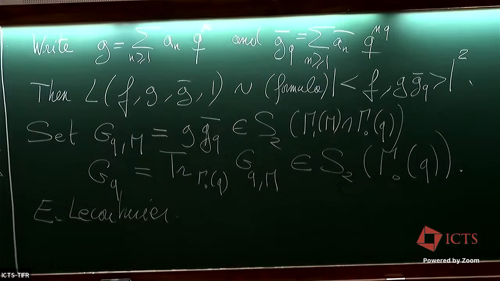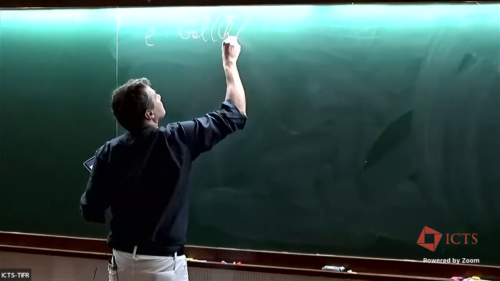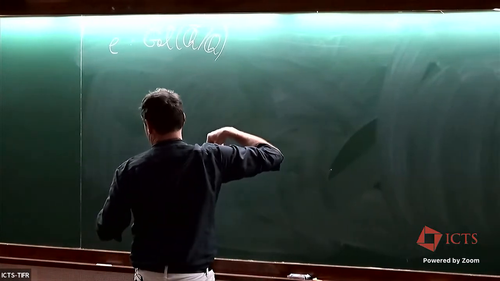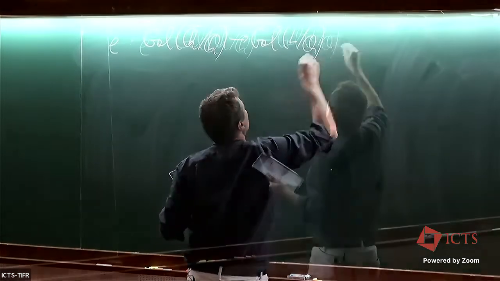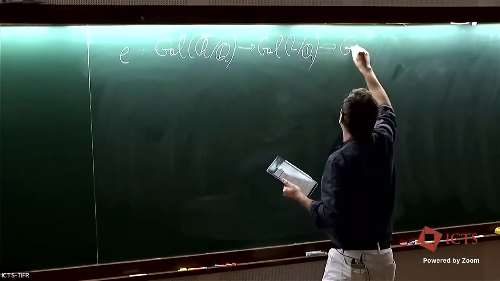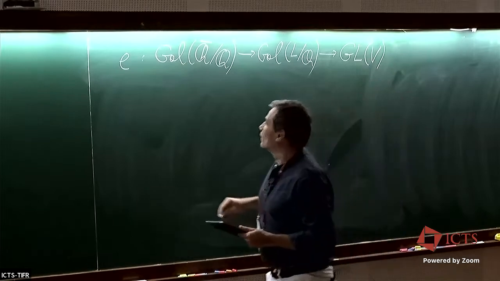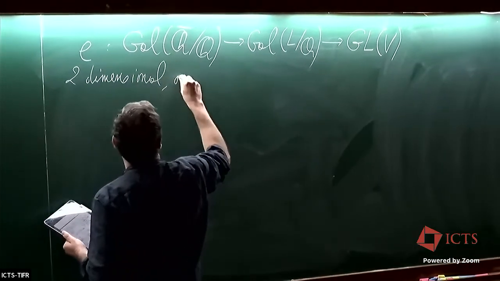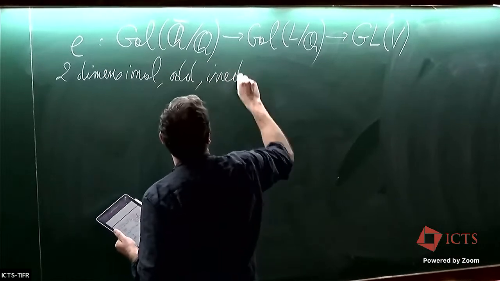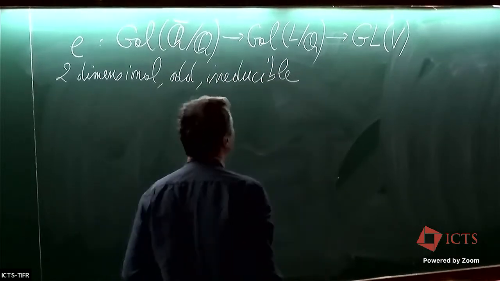Let's see. So, of course, there is a well-known correspondence that I'm going to recall between, on the one hand, is it okay if I write here? The Galois representations rho: G_Q → GL2(V), which are two dimensional, odd, irreducible, of conductor M.